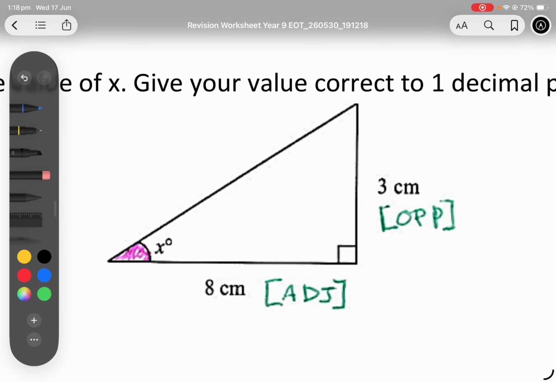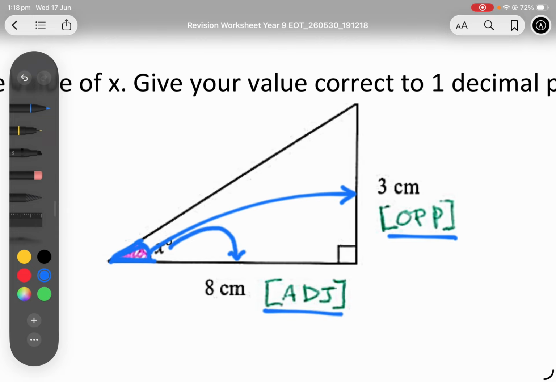Now over here, this is the angle that they have asked us to find. Given this particular angle, I will mark my opposite and adjacent. This side is in front of it, so it is called opposite, and this side is right next to it, so it is called adjacent. Now you have opposite and adjacent. Which one do I use here?